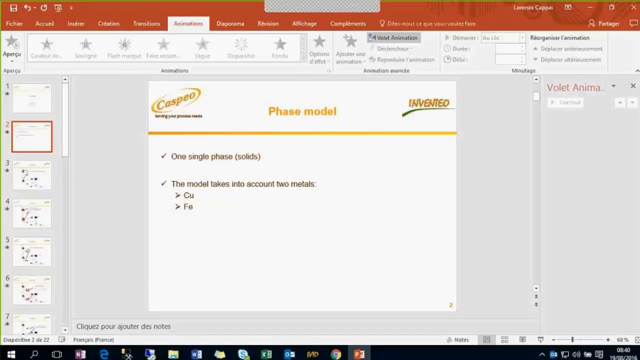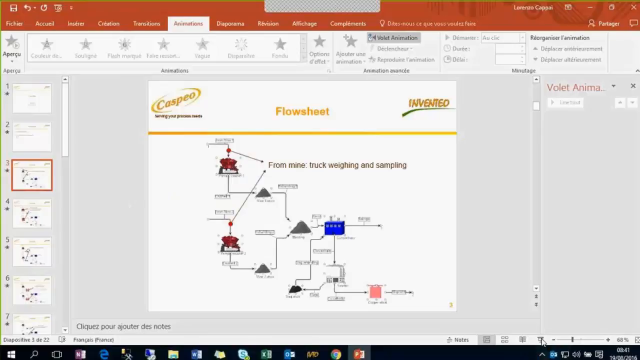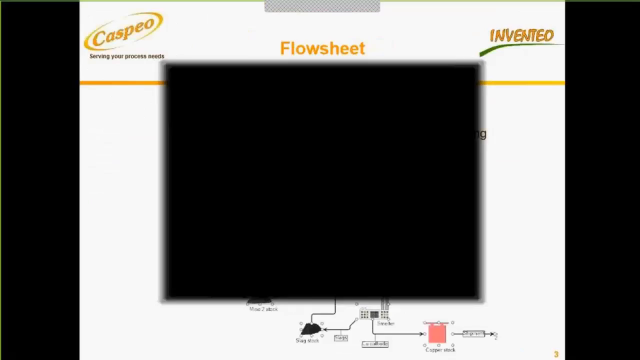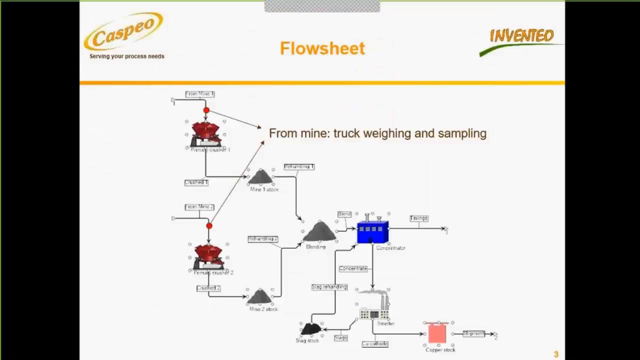We could deal with moisture content. We could have more than two metals. The metals could be present both in the liquids and in solids. They could move from one phase to another. So this is the flow sheet that we will be dealing with in this demo.